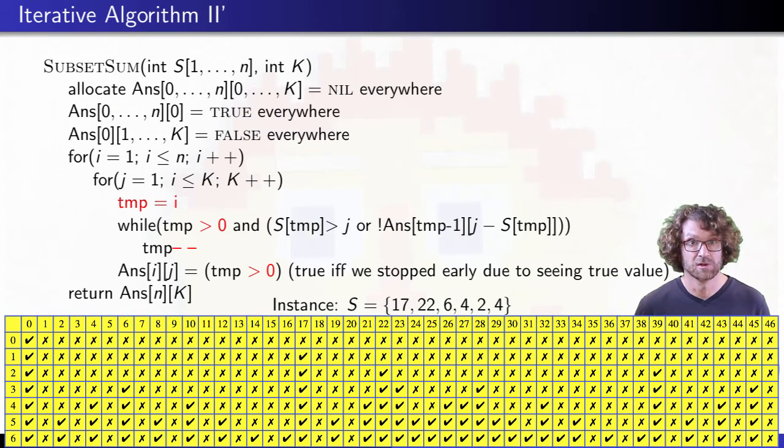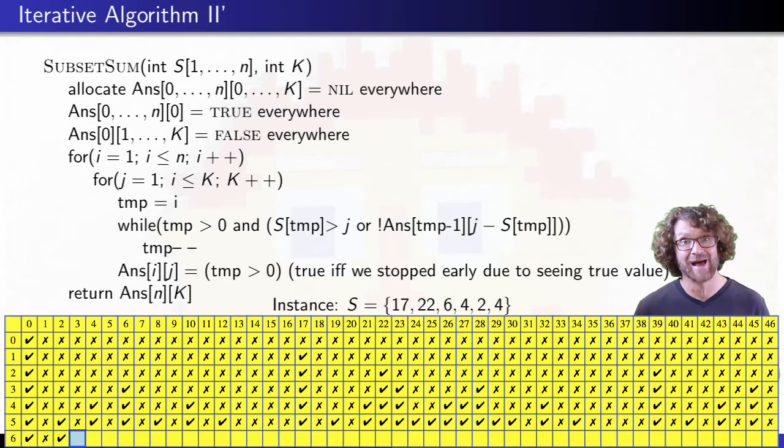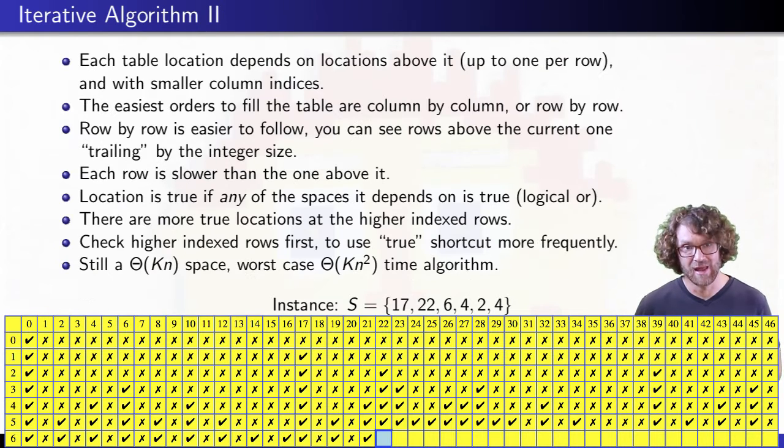I'll change my code to do that and then just show what it looks like to fill that last row again. You can see it's a bit quicker. But worst case, order k n boxes still take up to n time to compute a value. So this is a worst case k n squared runtime algorithm.